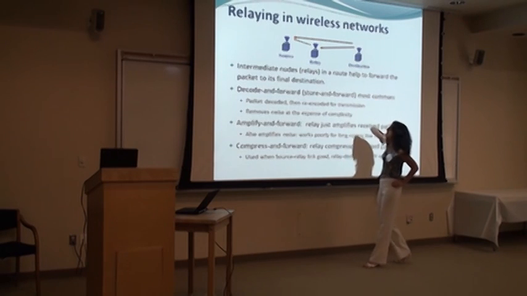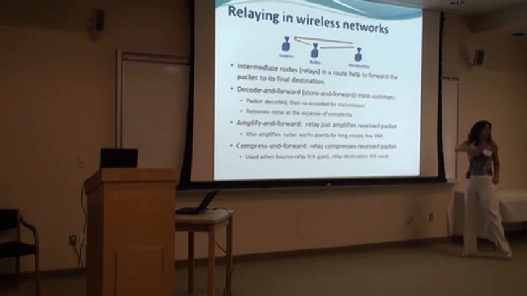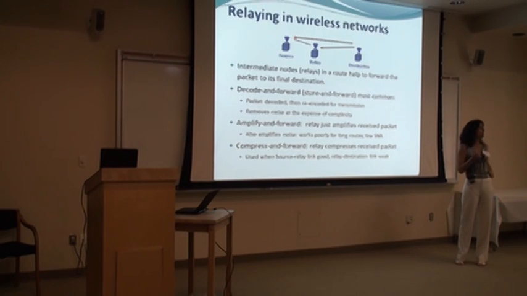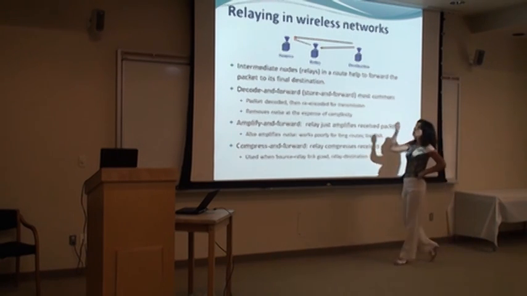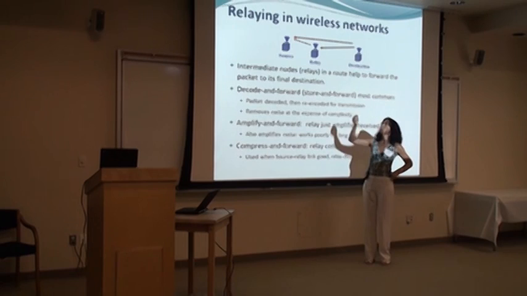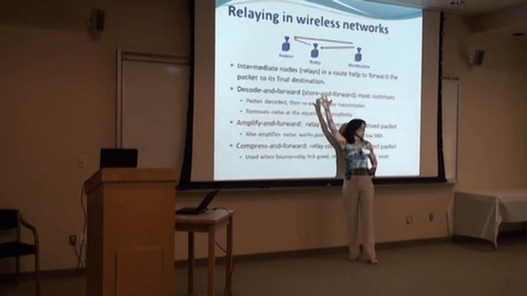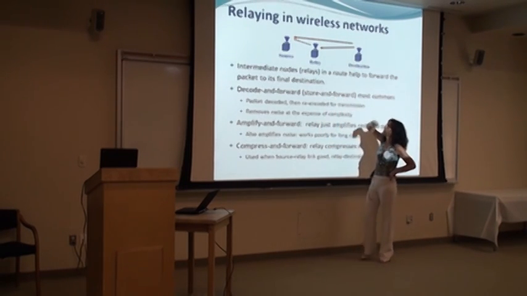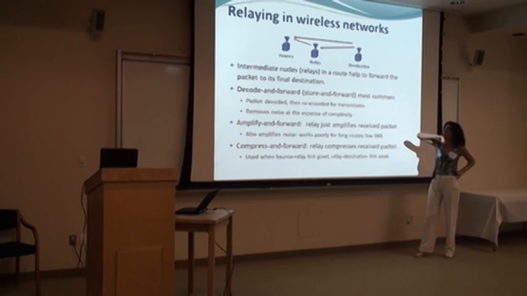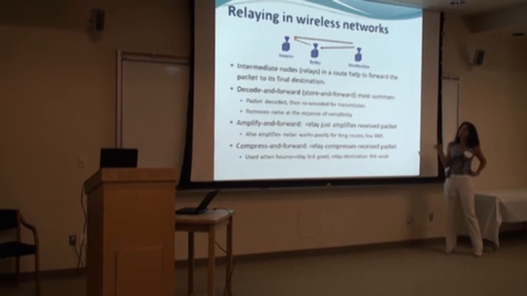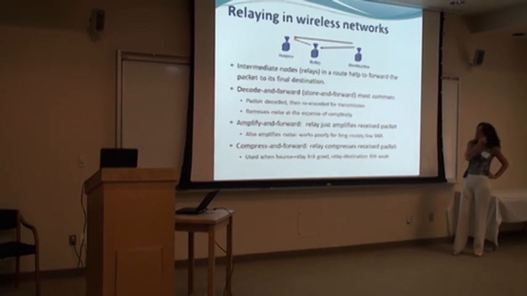If you look at a typical path loss model for a wireless channel, you minimize transmit power by using an intermediate relay. So the transmit power of a multi-hop network is minimized by using an intermediate relay. So there are many reasons to use a relay.